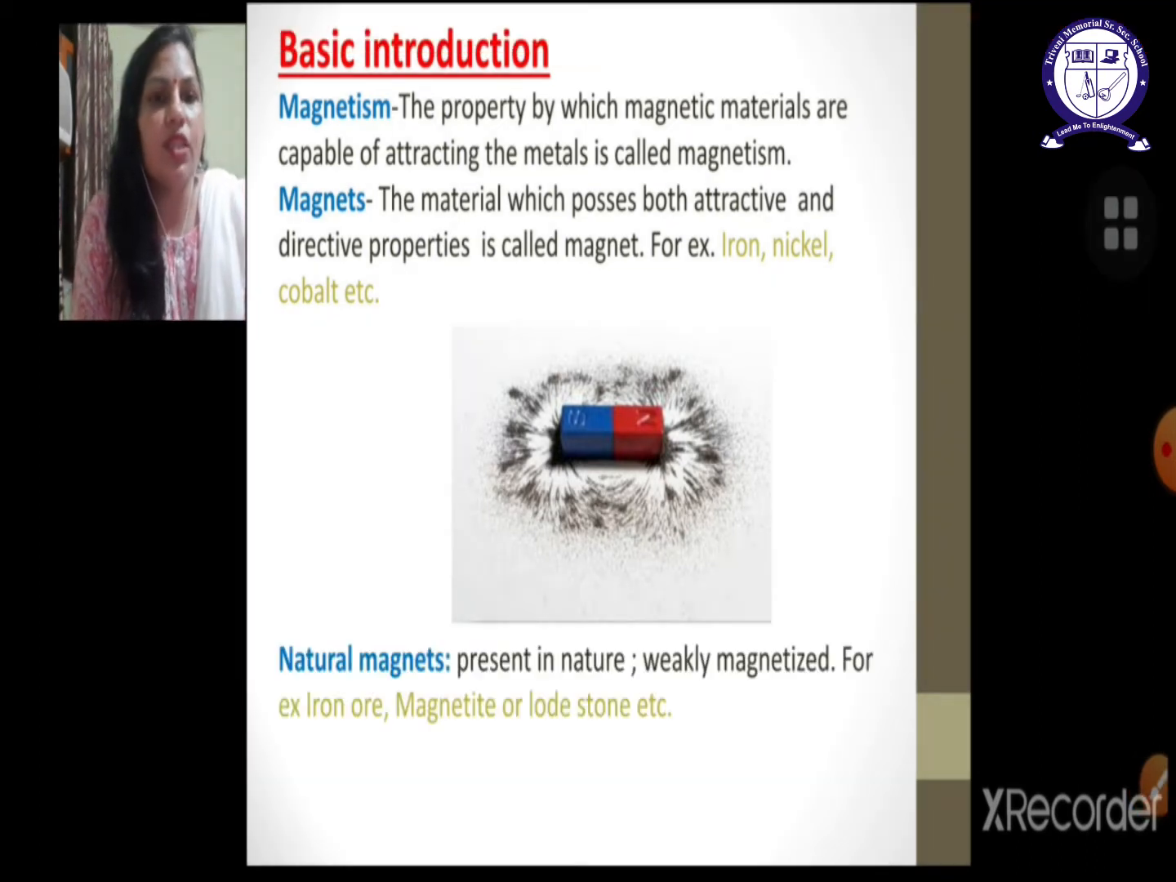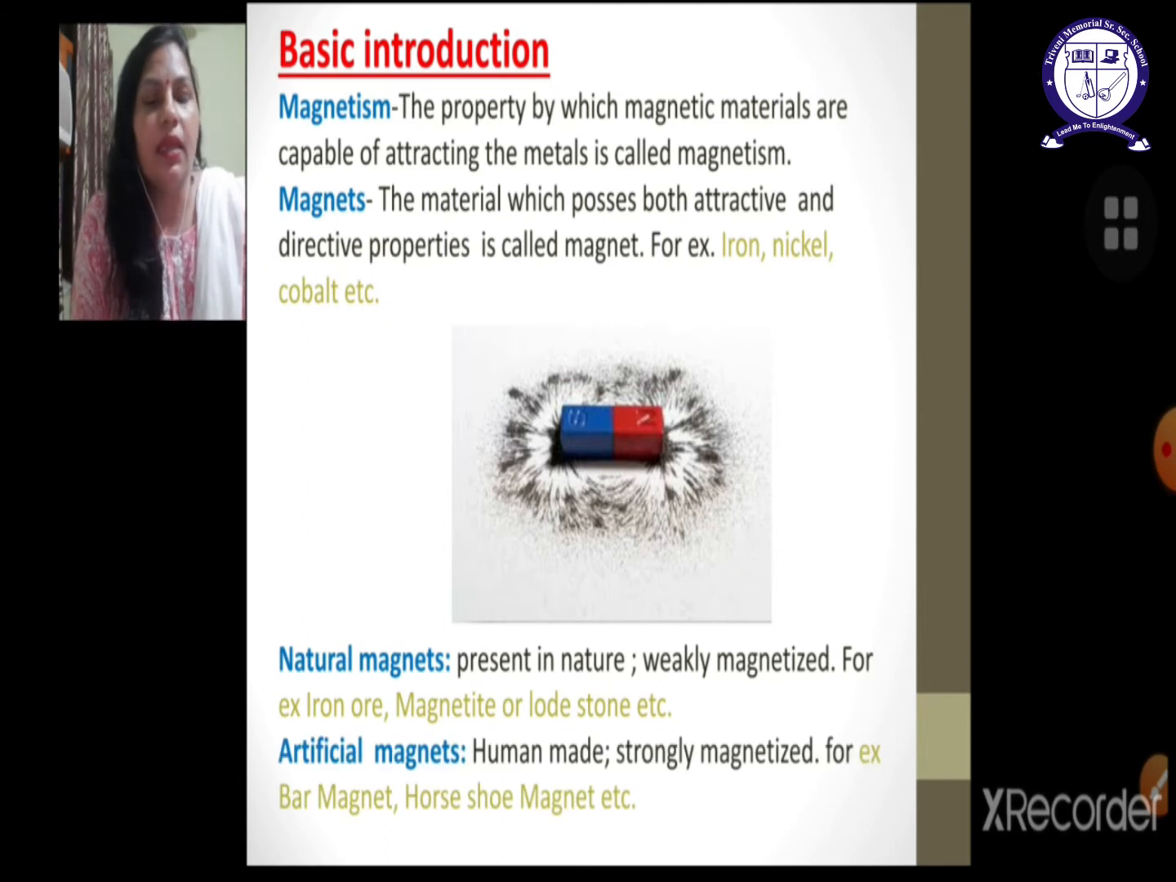Now the next one is the natural magnet. So what are natural magnets? Natural magnets are the magnets which are basically present in nature. These are weakly magnetized, or you can say feebly magnetized. That means their magnetic property is weak. For example, iron ore, magnetite and lodestone, etc. These are generally present in the core of the earth only.